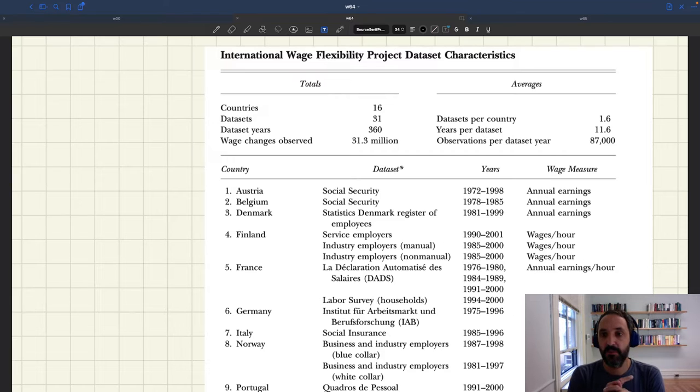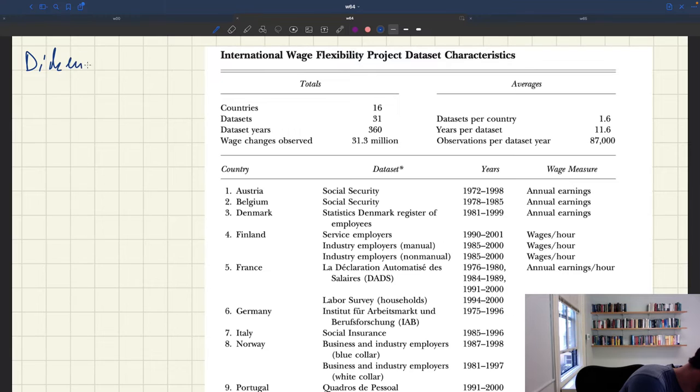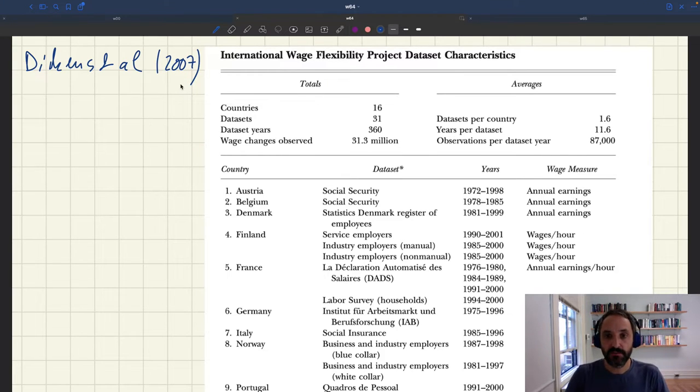And to start with, I want to show you a little bit of evidence on the frequency of wage changes and also evidence on the distribution of wage changes. So the first thing that we can look at is a very nice survey of a large-scale project studying wage rigidity. This is a survey by Dickens and Coulter that was published in 2007.